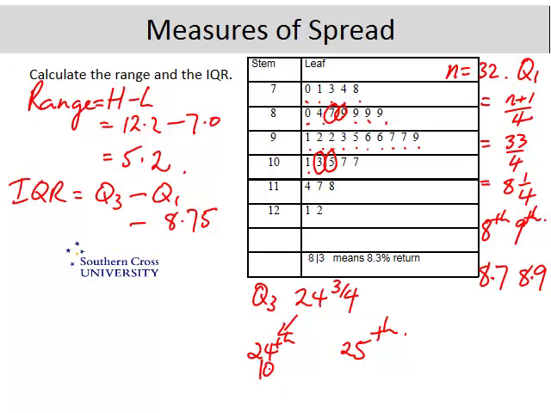So this value is 10.3 and this one is 10.5. So basically we have to start with 10.3, the 24th value, and go 3/4 of the way. Halfway would be 10.4, so 3/4 of the way would be 10.45. So by the time we do that subtraction, we will get 1.7. So the interquartile range is 1.7.